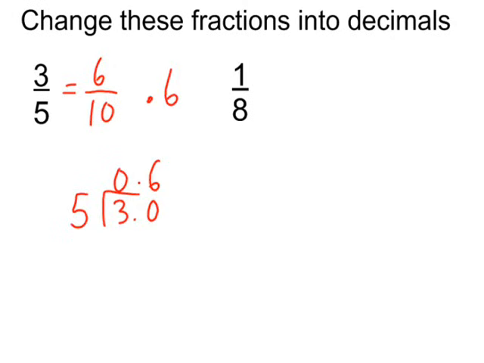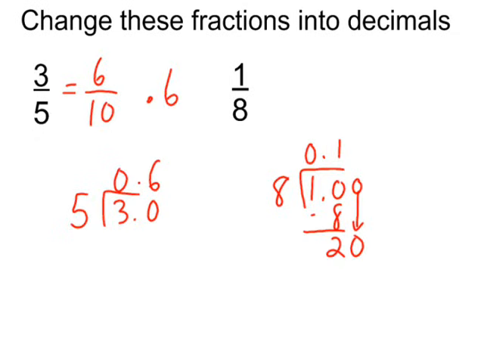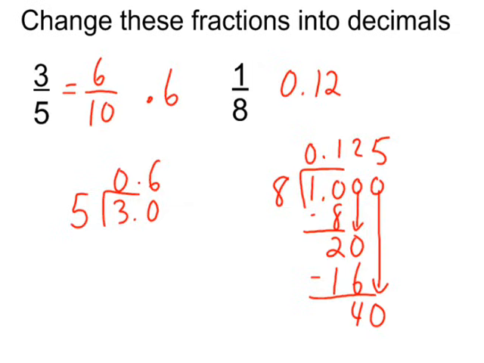Now 1/8. Let's put the top dog in the house. We're going to divide it by 8. 8 doesn't go into 1, but it does go into 10 one time. We subtract, we get 2. I need to add a 0. 8 will go into 20 2 times. Subtract, you get 4. I'm going to have to add another 0. And 8 goes into 40 5 times. That's a terminating decimal. 1/8 as a decimal would be 0.125. It's a terminating decimal because it ends.